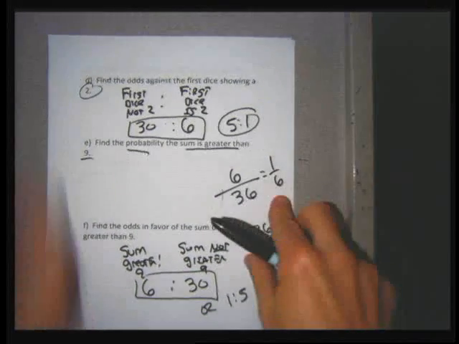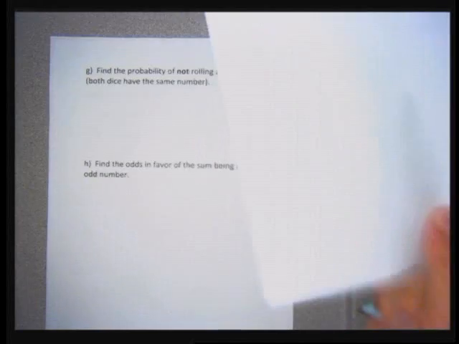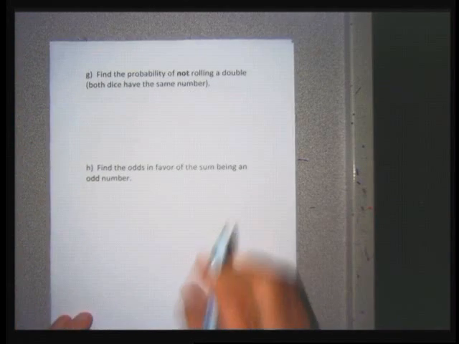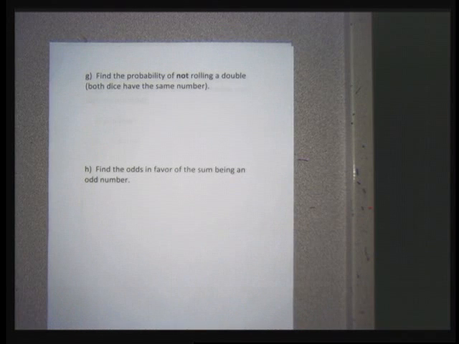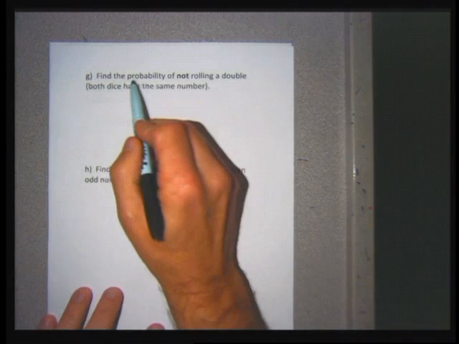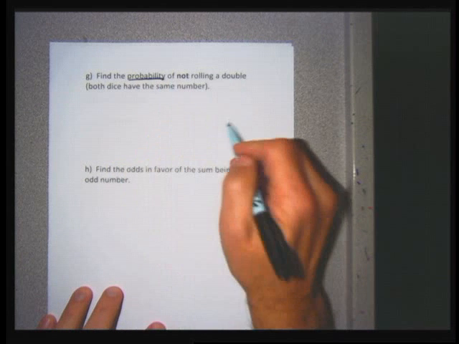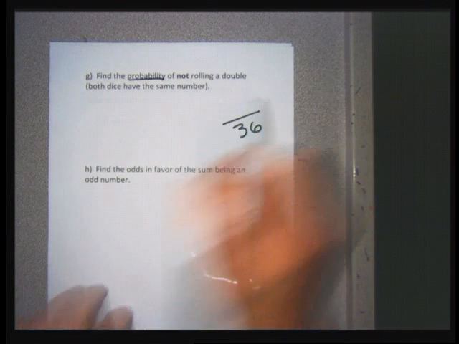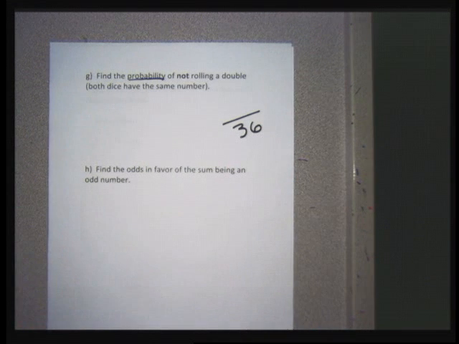Last few problems are kind of dart problems or spinner problems. Oh, actually there's more. Sorry, there's a part G and part H. Too bad. Probability of not rolling a double. So part G is a probability question. So the denominator is going to be 36. And the numerator is going to be anyone that's not a double.